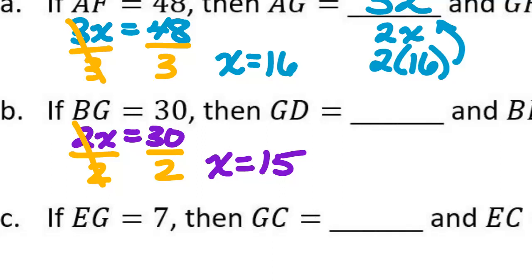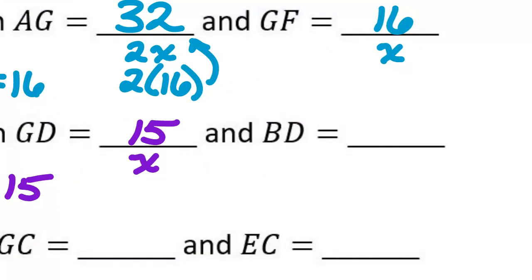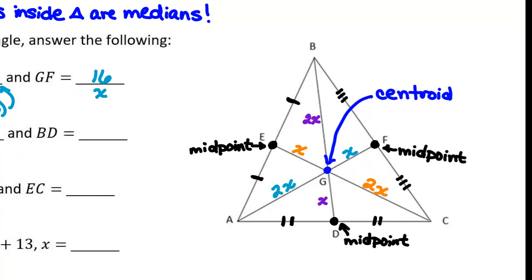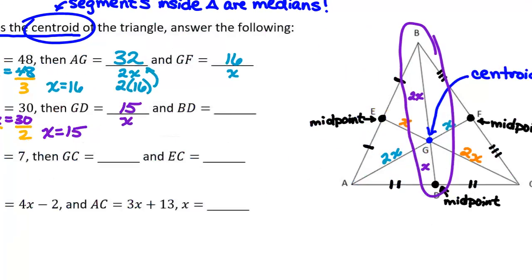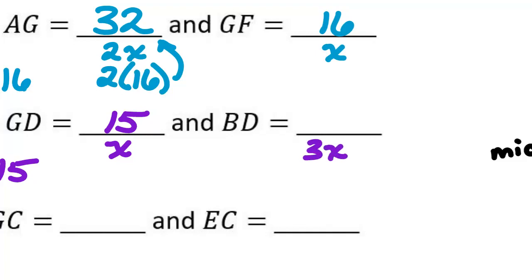So how big is the distance from G to D? 15, because that's labeled as x on my picture, so that is 15. What about the whole thing from B to D? What did we say from B to D should be labeled as? x, 2x, or 3x? 3x. Well, we just found out a minute ago that x was 15, so I would do 3 times 15 and get what? 45.